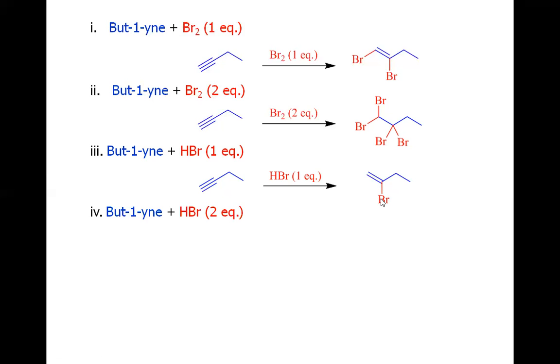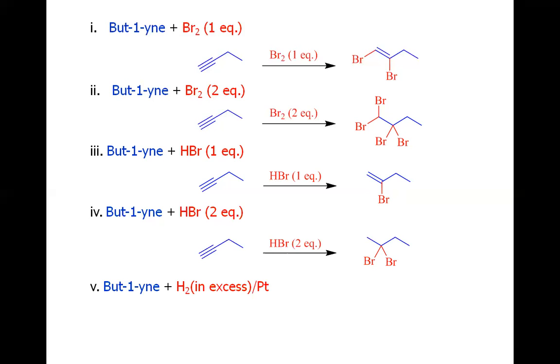And for the second equivalent of the same HBr, again the same strategy will occur, that here hydrogen will be added and the bromine will come to this carbon again. So overall, we will have the two bromines at the same carbon, a case of geminal dibromoalkane.